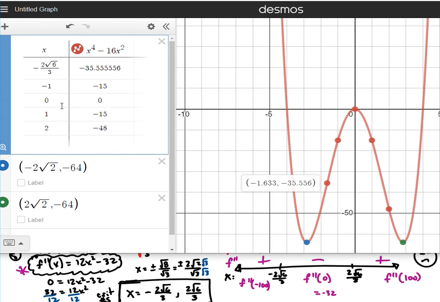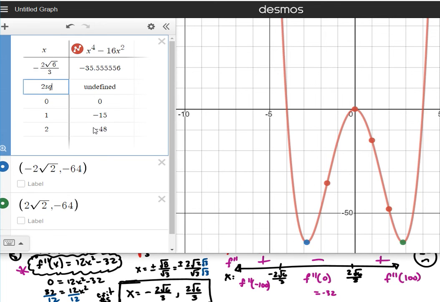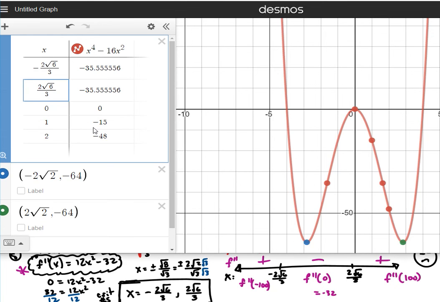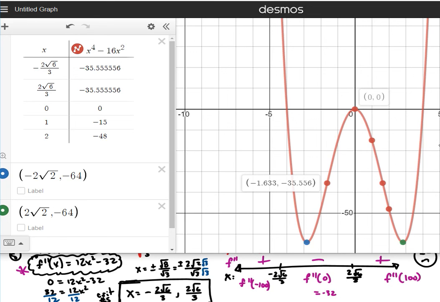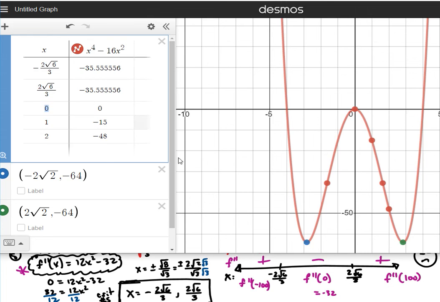And then we could do the positive one of it. So we have 2 square root of 6 divided by 3. And there it is. And that certainly looks where the concavity changes. So concave down, inflection point, and now it's concave up, inflection point. I don't know why I plotted that. I think it's just because I probably clicked on it.